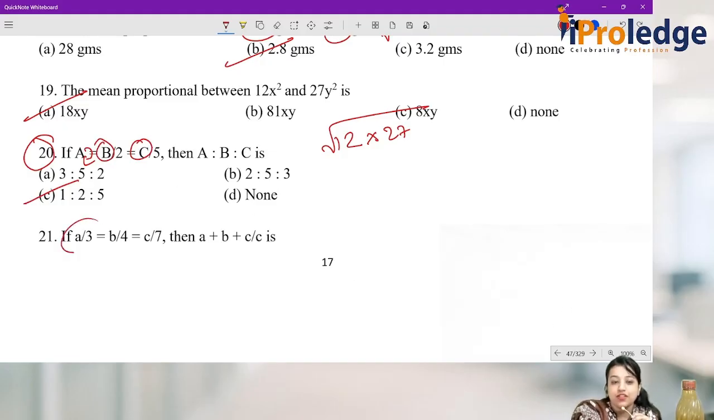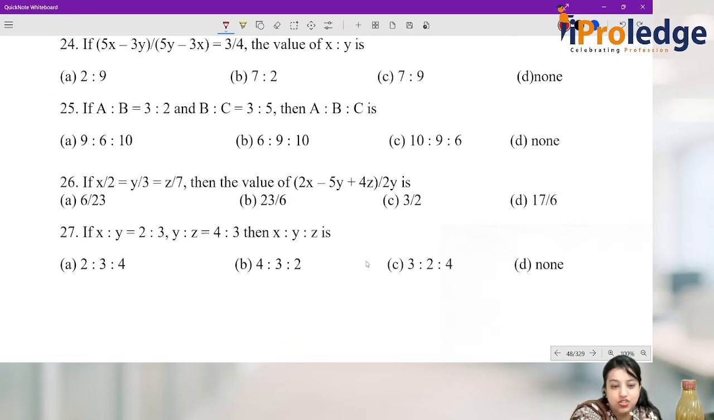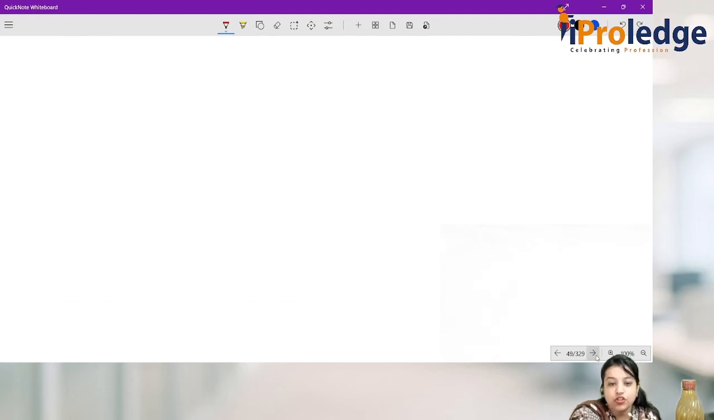Now here what's the value of A? 3. What's the value of B? 4. What's the value of C? 7. Find what next. The answer is 2. I think the rest of the questions you will get. Good. So we'll move on to the third lesson.